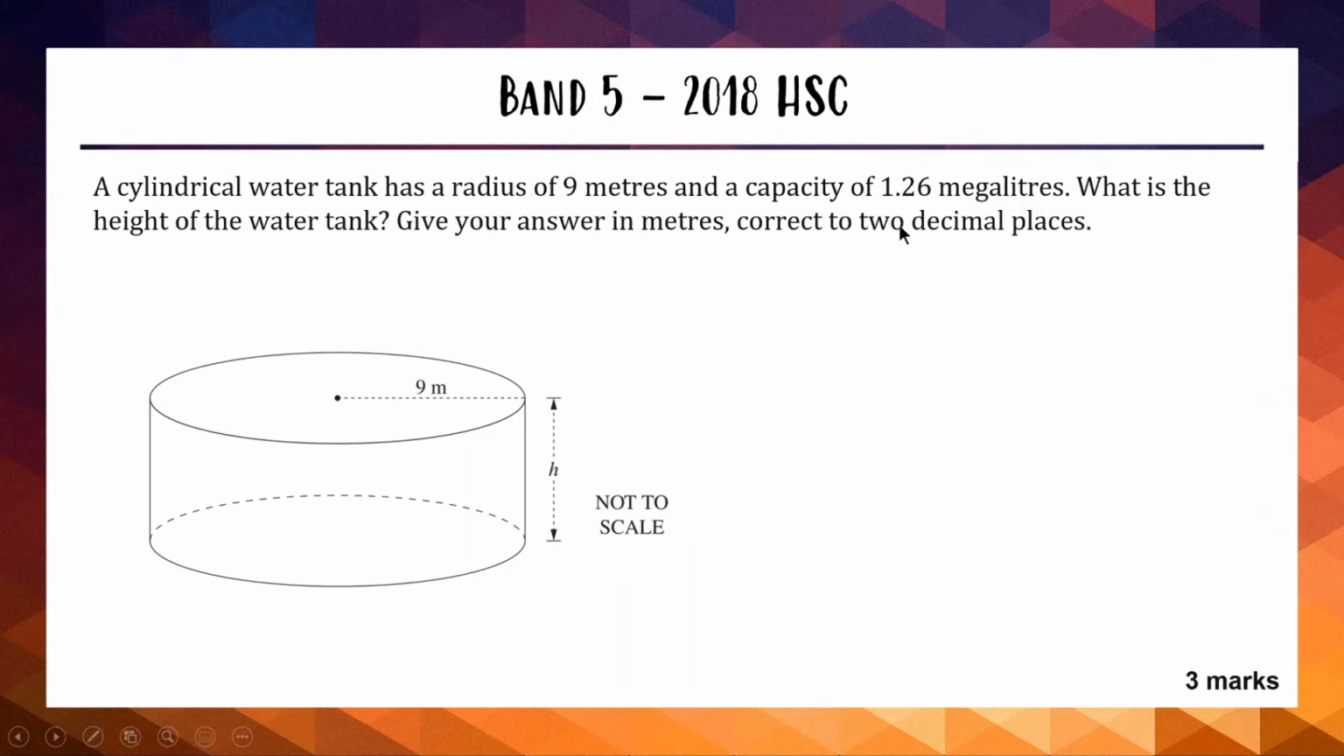Okay, we have a 3-mark question, a band 5 question. A cylindrical water tank has a radius of 9 meters, we can see right here, and a capacity, so how much water it can hold, of 1.26 megaliters. What is the height of the tank? Give your answer in meters, correct to 2 decimal places.